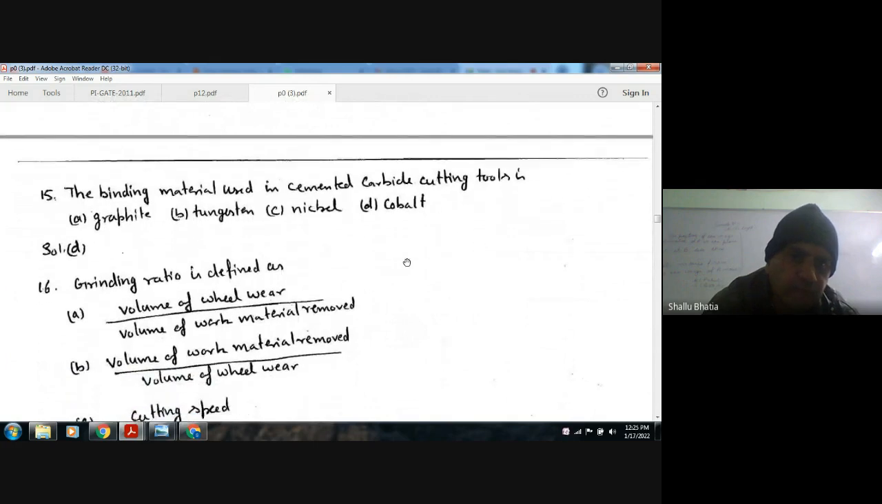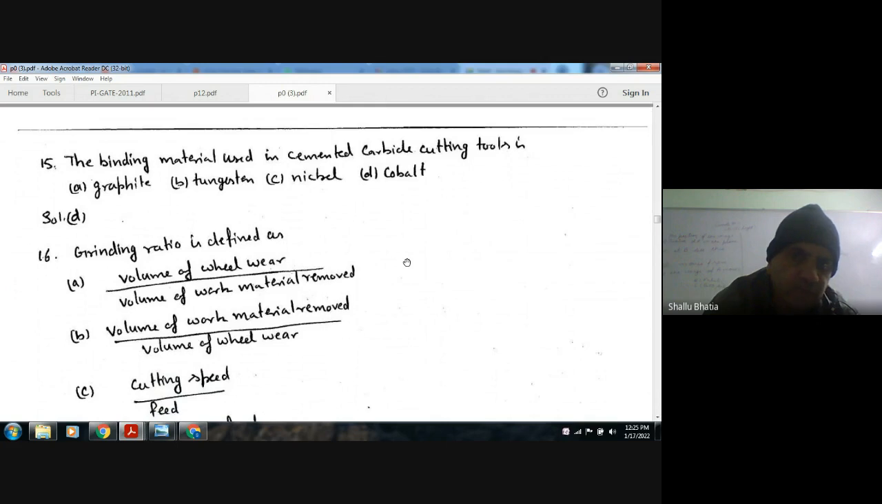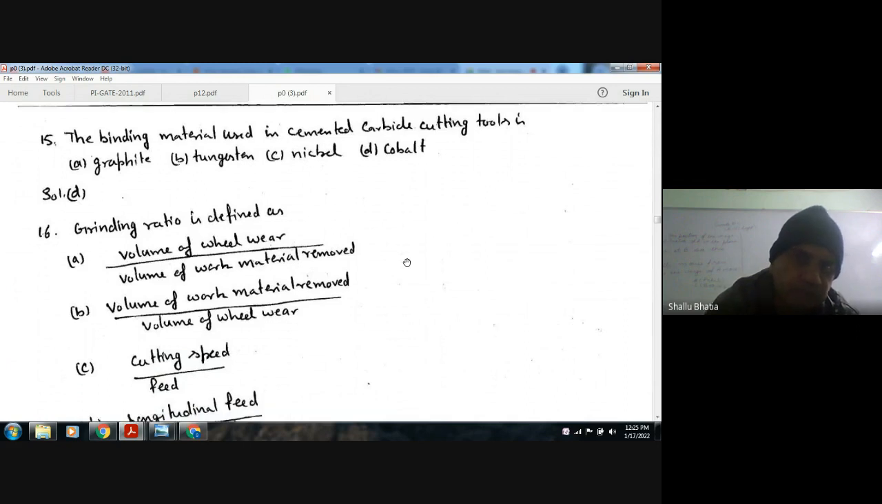Next, the binding material used in cemented carbide cutting tool is option A, graphite, option B, tungsten, option C, nickel, and option D, cobalt. So the answer is cobalt. The binding material used in cemented carbide is cobalt, which binds the different components of the carbide tool.